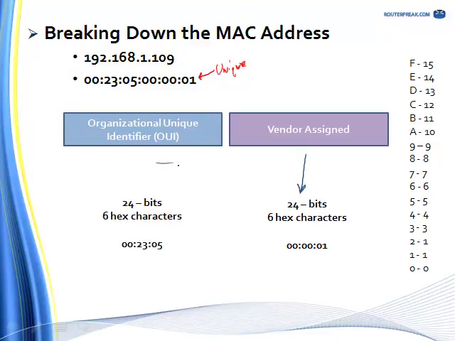The difference between these two portions is that the OUI is actually a number that's assigned to manufacturers of network cards. So if we take this MAC address up here, and if we were to look up 002305, we would see that the manufacturer of this NIC card is actually Cisco Systems.